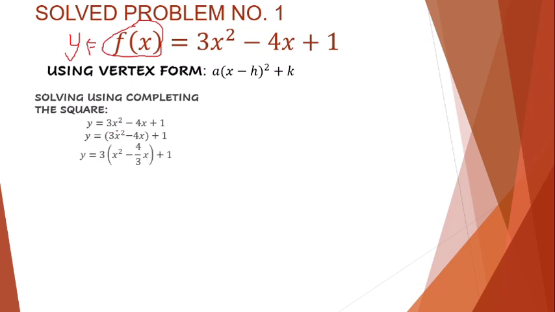Then another one is we have 3x squared. Ayan, hiniwalay po natin yung 1. Ngayon, paano po natin ito nakuha? Using completing the square, you are going to find the half of it. So, that is negative 2/3. Then, square it. 2 times 2 is 4 and 3 times 3 is 9.